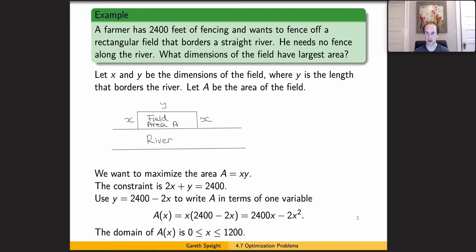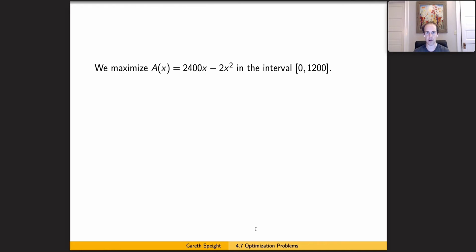Okay, so now we can forget entirely about where this problem came from. We have a problem involving calculus: maximize or minimize this function A on this closed interval 0 to 1,200. So we can use the closed interval method. So let's go ahead and do that. We differentiate and we find the critical point. Okay, so differentiating and solving for 0, the critical point is at x equals 600.